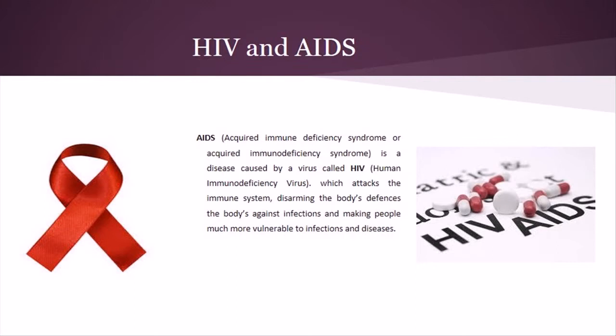HIV and AIDS. AIDS, acquired immune deficiency syndrome or acquired immunodeficiency syndrome, is a disease caused by a virus called HIV, human immunodeficiency virus, which attacks the immune system, disarming the body's defenses against infections and making people much more vulnerable to infections and diseases.